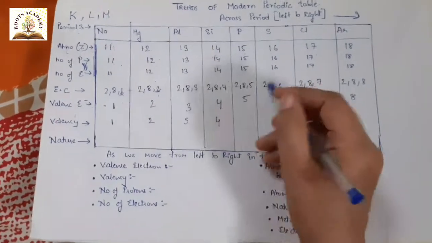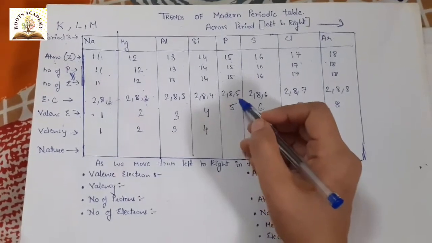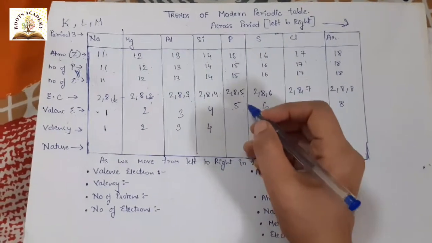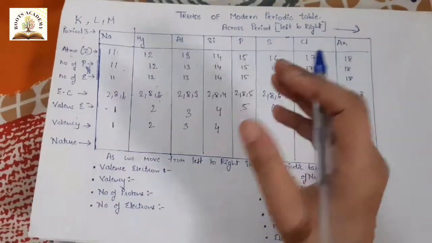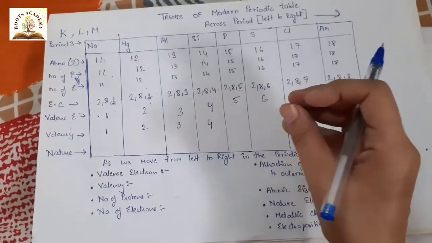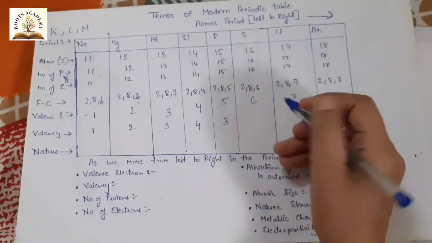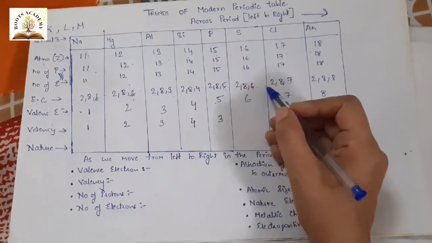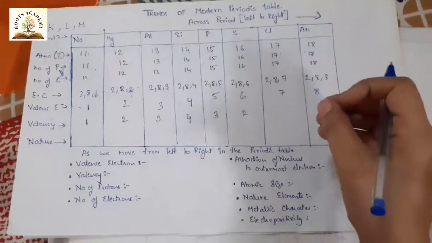Here comes the catch. Now here the valence electron is 5. If I subtract 5 from 8, you get the answer 3. So 3 is the smaller figure, so obviously my valency will be 3. Here also, your valence electron is 6. If we subtract 6 from 8, you get the answer 2. You always have to take the lower digit.